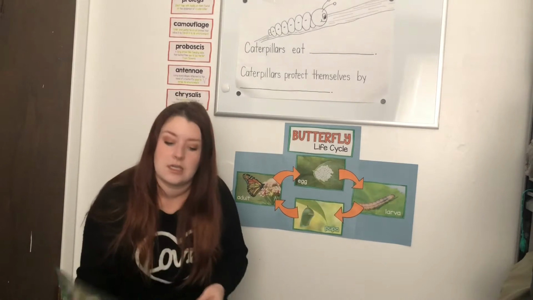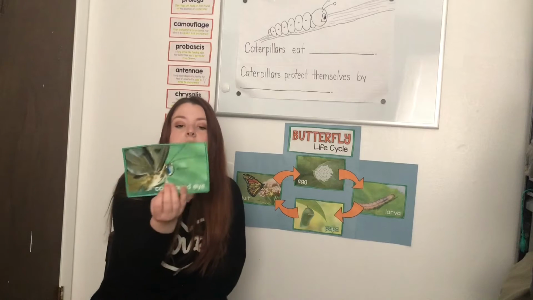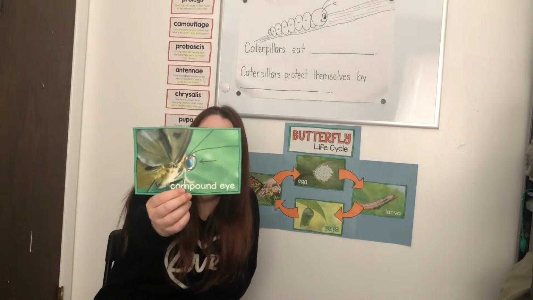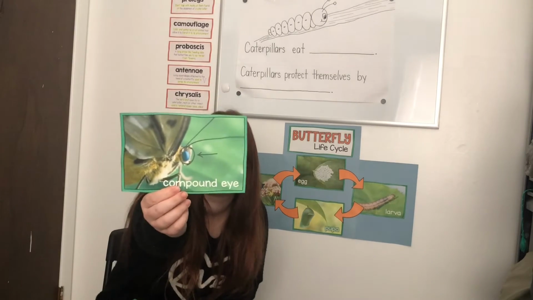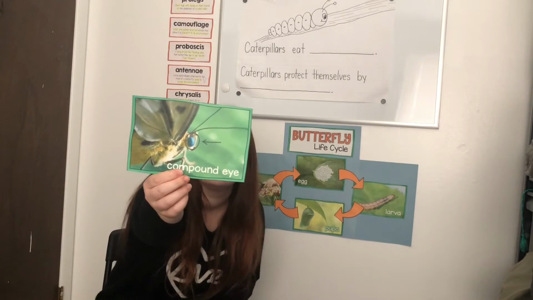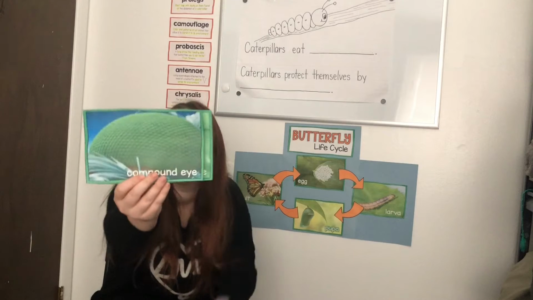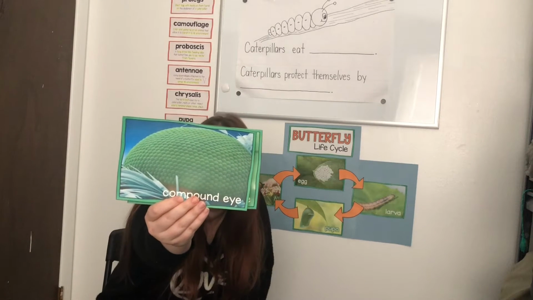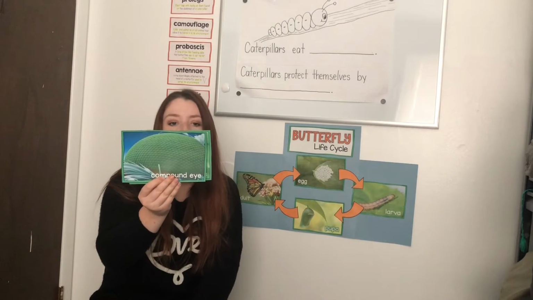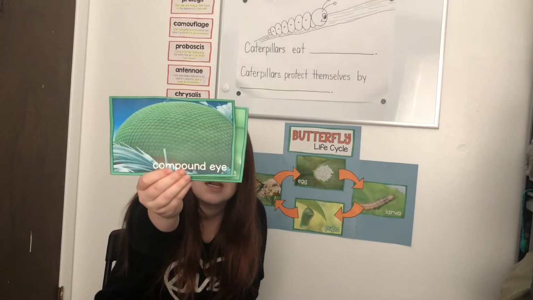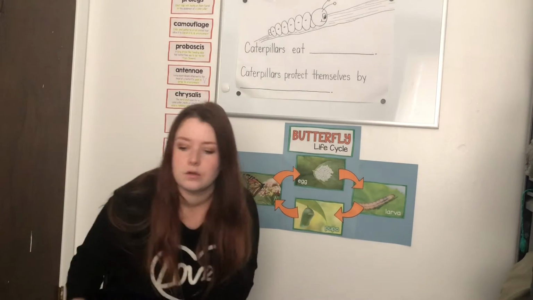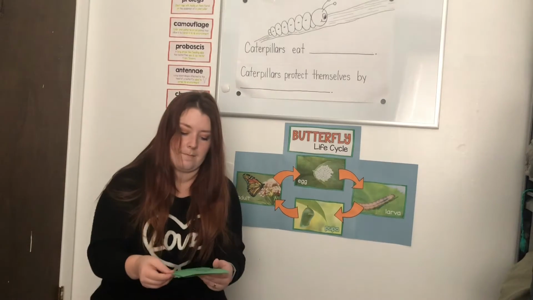Our next word is compound eye, and I actually have two really cool pictures for that. The first one is this, and you can see the little circle around his eyes. And this one is a close-up. A compound eye is the eye of a butterfly made up of many individual lenses, which is why this one has so many little parts to it. Those are the individual lenses.